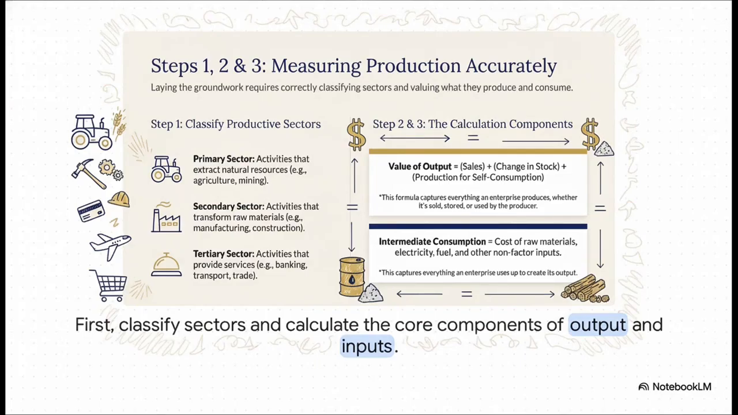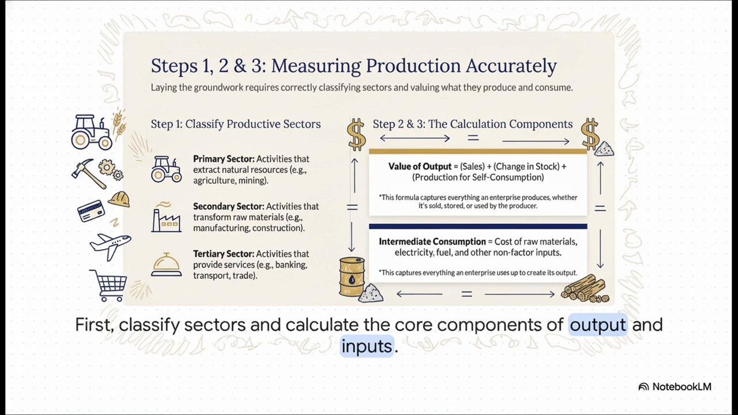So let's zoom in on those first 3 steps. Step 1 is all about sorting. Every business gets put into one of 3 buckets. You have the primary sector, think farming, mining, anything from the earth. Then the secondary sector, which is all about manufacturing. And finally, the tertiary sector, which is all the services, banking, IT, transport, you name it.